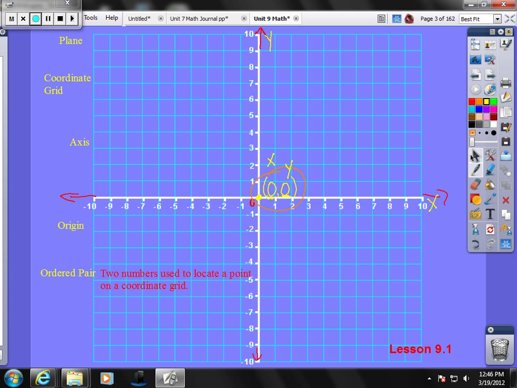Okay, I think that's it for vocabulary. I think we have a good understanding of what a plane is, what a coordinate grid is, an axis, an origin, or point of origin, as well as an ordered pair. Let's go ahead and get some practice in now.